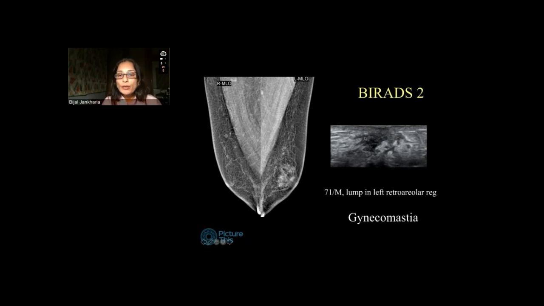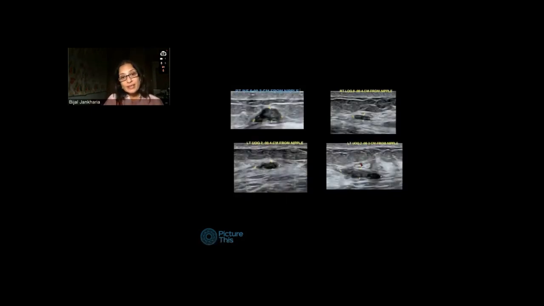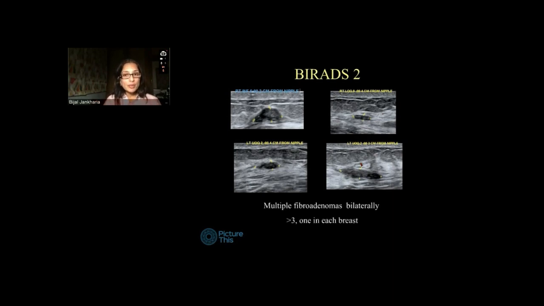So if we see what looks like glandular tissue in a male breast, if it looks like this on ultrasound, trust me, it is gynecomastia. And if we see several lesions bilaterally, all of them showing us benign features, multiple fibroadenomas bilaterally, then we would give it as a BI-RADS category 2. By that, it should be more than 3 total and at least 1 in each breast for us to call it BI-RADS category 2. The same works for cysts as well as clustered microcysts. I'll be coming to that.